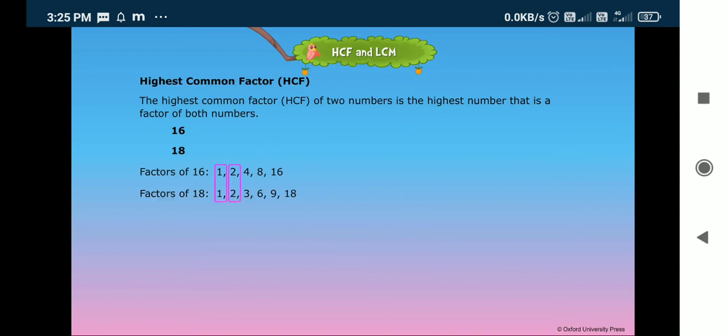The common factors are 1 and 2. Of these, the highest common factor is 2. So the HCF of 16 and 18 is 2.